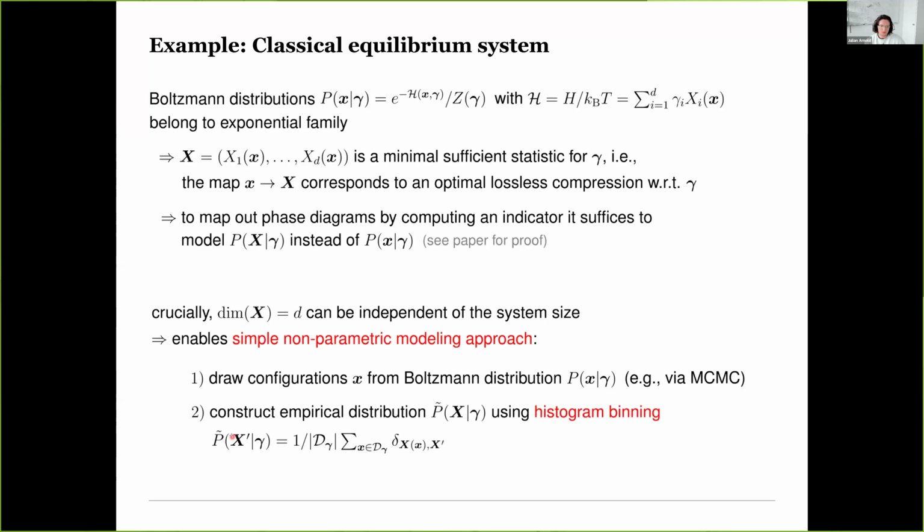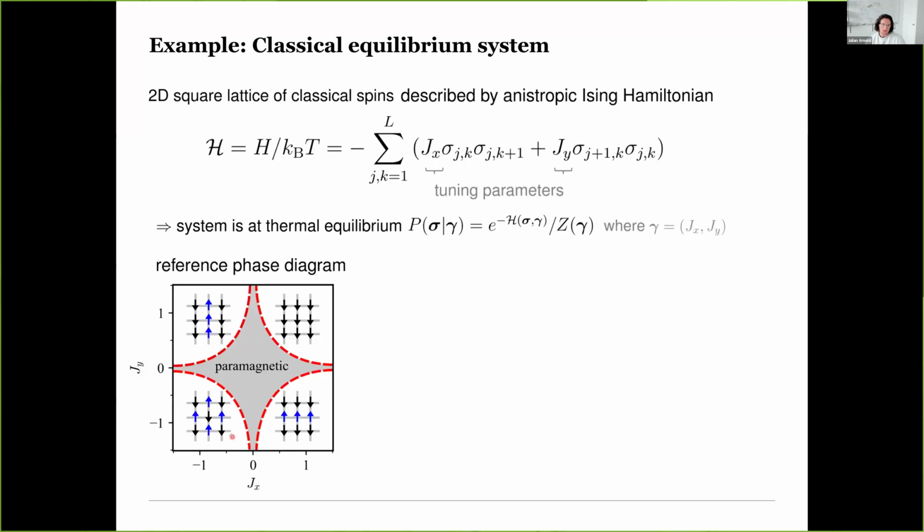So as a concrete example, we can consider the two-dimensional anisotropic Ising model. So we have a two-dimensional square lattice of classical spins. So the spin variables are denoted by sigma, and they take on the values of +1 or -1.